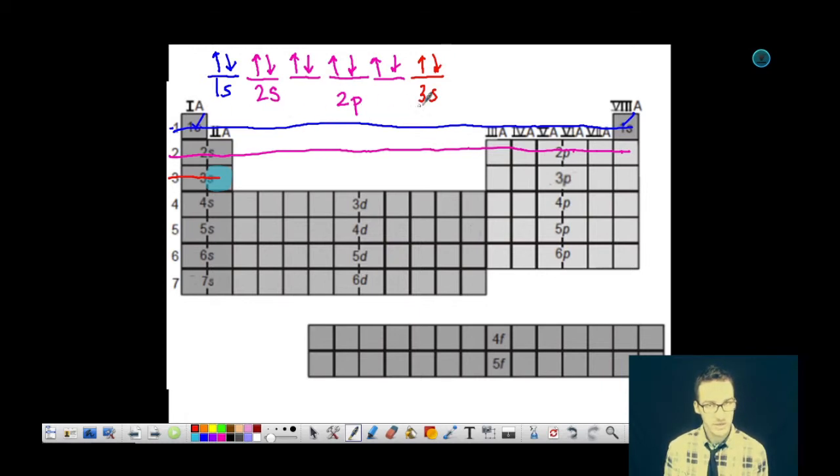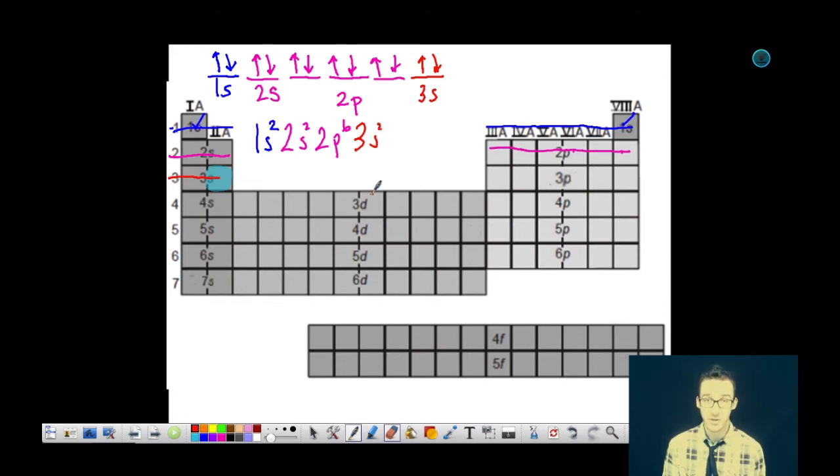So your electron configuration for magnesium in orbital notation looks like this. Now, we can condense that in a couple of ways. First, we can write it in standard configuration simply by replacing the arrows with superscripts. So 1s2, 2s2, 2p6, 3s2.